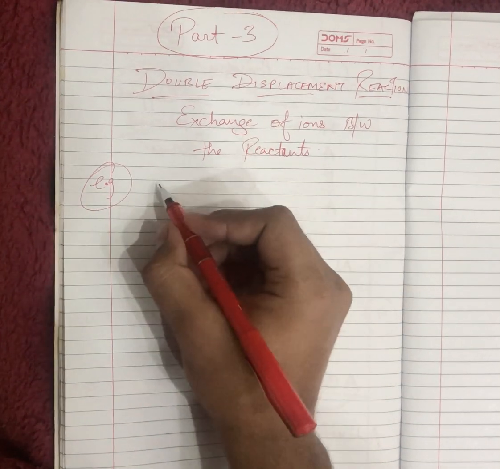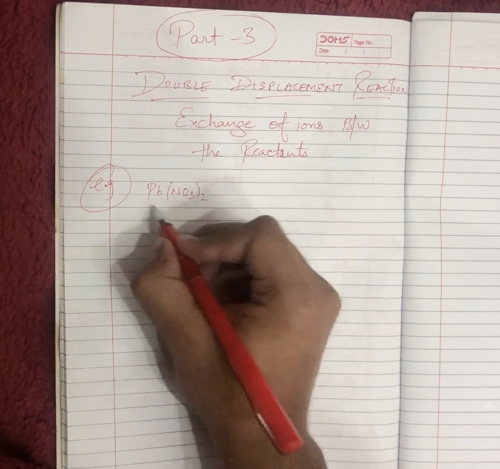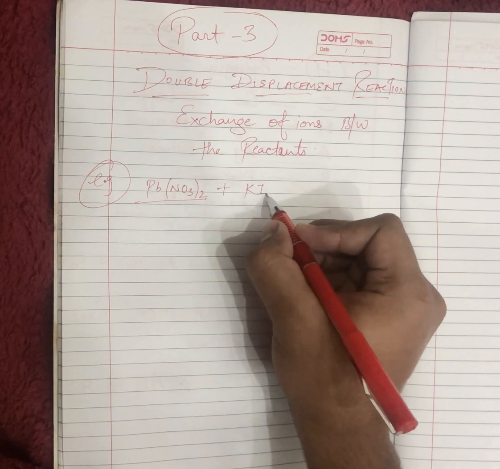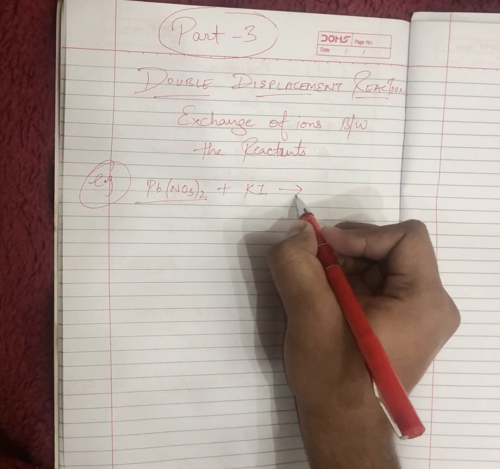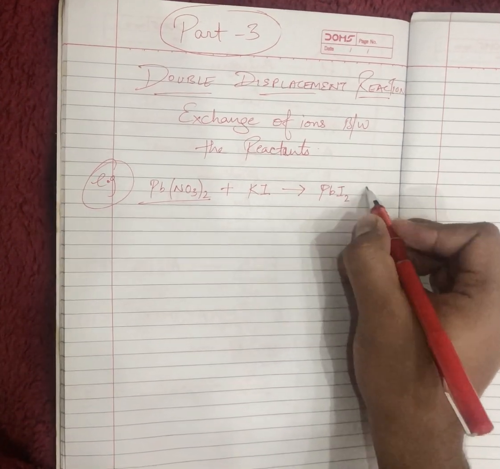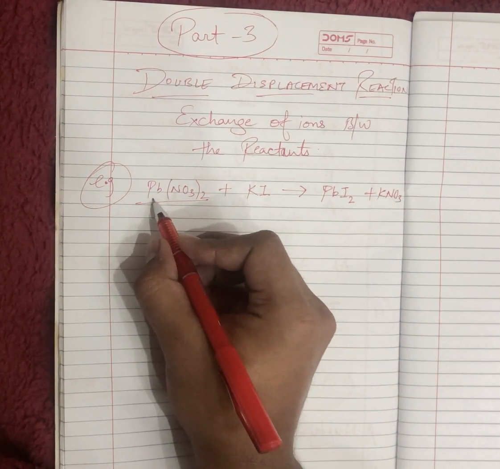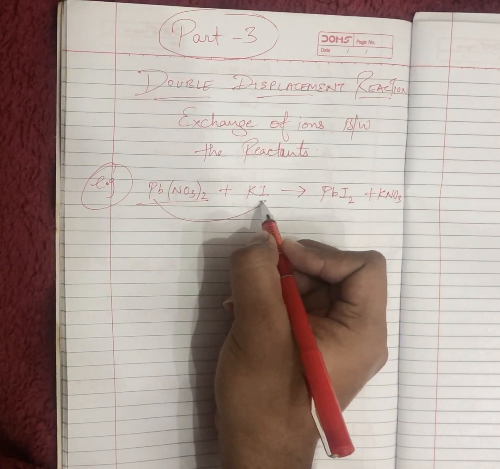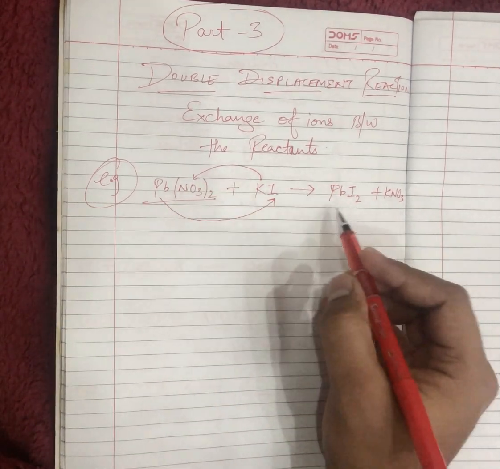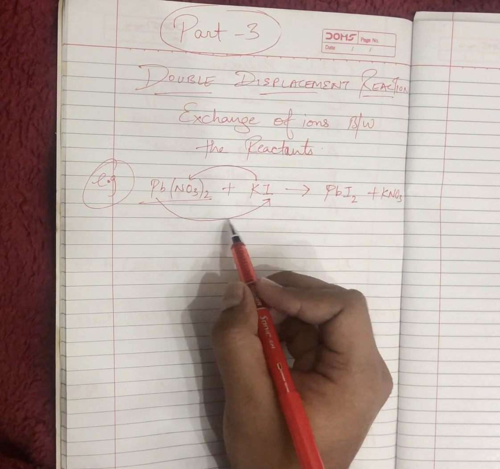We have already discussed this example, like Pb(NO3)2, which is known as lead nitrate, and potassium iodide. On reacting with each other, what will they form? They will form PbI2 plus KNO3. So we can see here that Pb is exchanged with iodine and potassium has formed a compound with NO3. So in this basically what we have seen is that ions are exchanged.